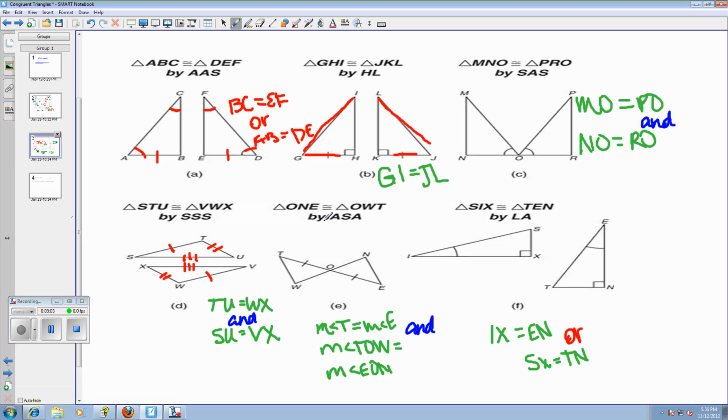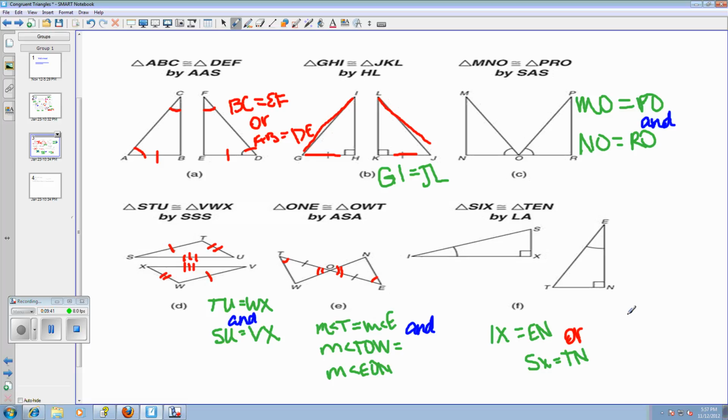Okay? In E, it's the same thing, except by ASA, we have to give two angles that are congruent. So the measure of angle T equals the measure of angle E. T and E are congruent. And TOW equals EON. So here and here. And if you'll remember from back when we talked about parallel lines being cut by a transversal, we talked about vertical angles and how they were always congruent. Here we have two vertical angles, so we have to know that those two are congruent.